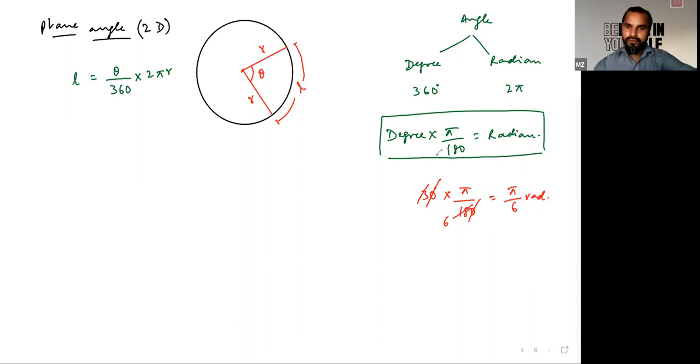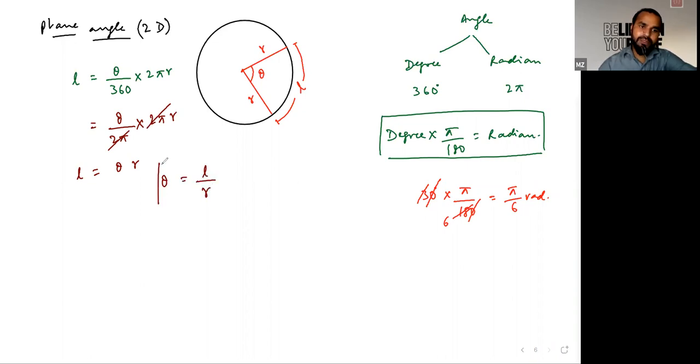Okay, so for this particular equation, if I convert this 360 in terms of pi, it will be just 2 pi times 2 pi into r. 2 pi and 2 pi get cancelled out. So we're left with theta times r is equal to L. So from this, if we calculate theta, it will be just equal to length of arc divided by radius. Here, theta is measured in terms of radian. So this will define the measurement of plane angle or the angle formed on any surface. Is it clear to everyone? Yes. Joel, yes, sir.